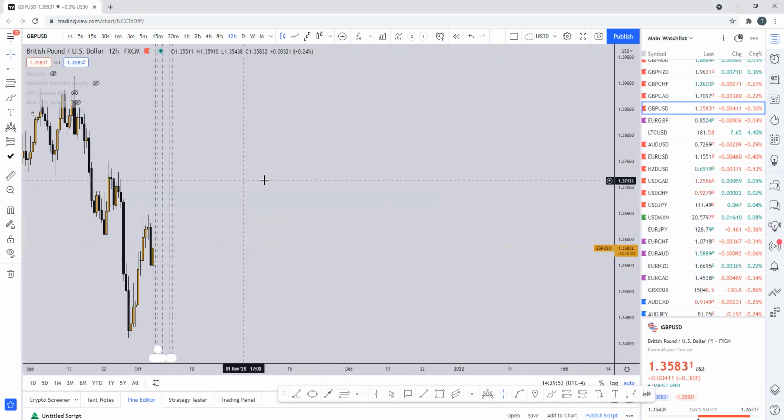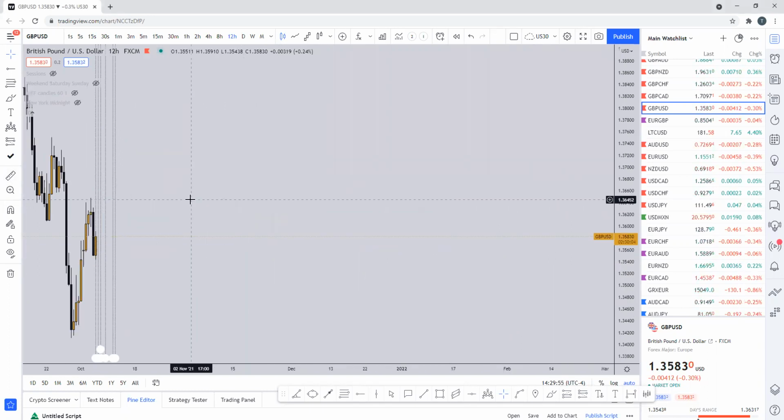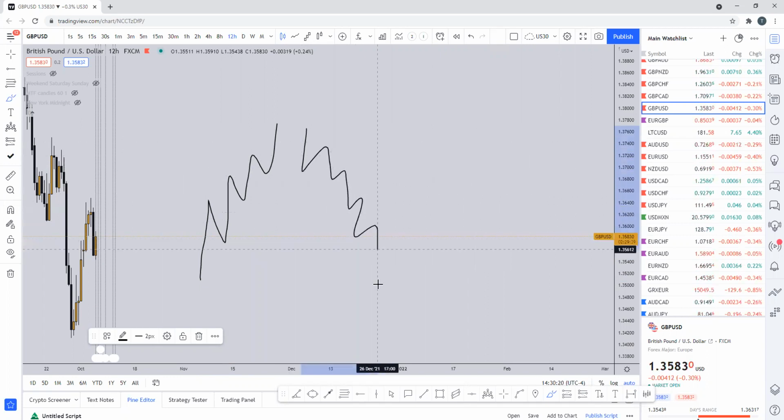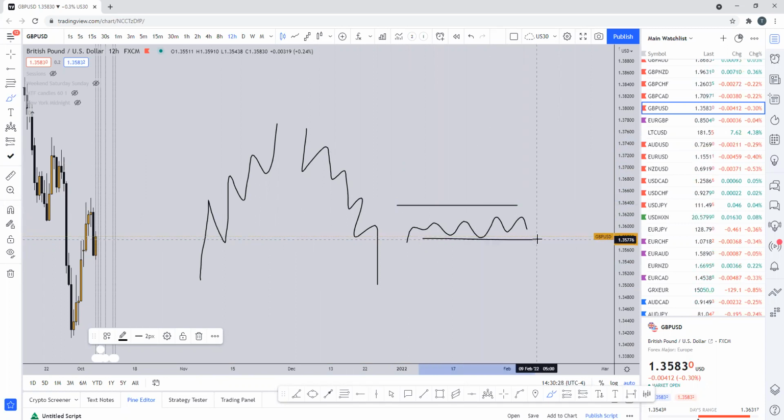So, understanding structure. I realize a lot of people have trouble with understanding structure. Some people think they understand it, but really don't, how the market moves. So the market moves in terms of going up, going down, and going sideways. You'll have upward momentum, downward momentum, and then kind of like choppy momentum where the market is just in a range from here to there.